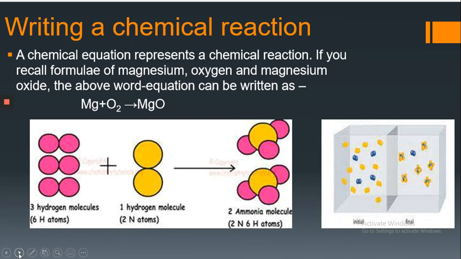Now, how can we write chemical reactions? A chemical equation represents a chemical reaction. If you recall the formulas of magnesium, oxygen and magnesium oxide, the above word equation can be written as: the symbol of magnesium is Mg and the symbol of oxygen is O2. When magnesium combines with oxygen, magnesium oxide, that is MgO, will form. So, like this, we can write a chemical reaction by using the formulas of the reactants as well as of the products.